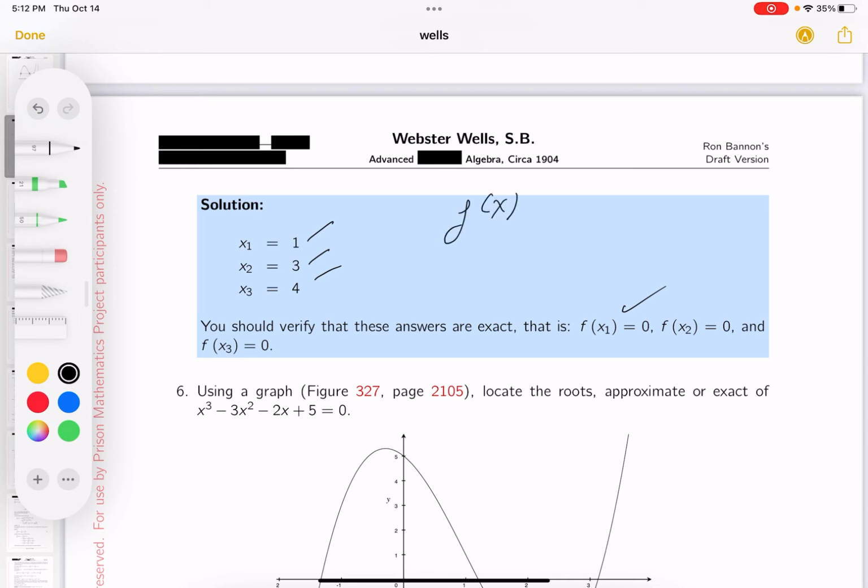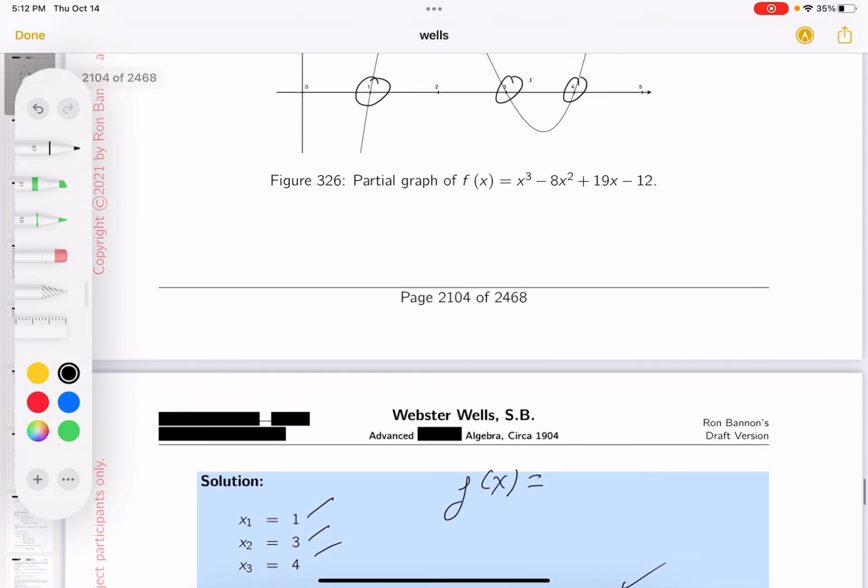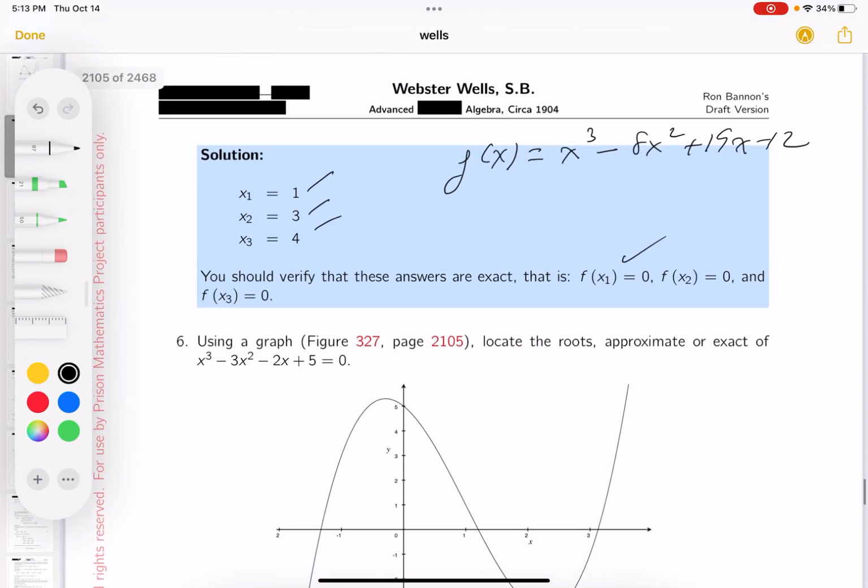Let me write down what the function is again. The function was x cubed minus 8x squared plus 19x minus 12. I actually verified it's 0 in all 3 cases.